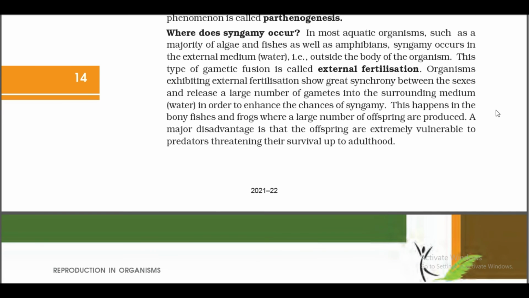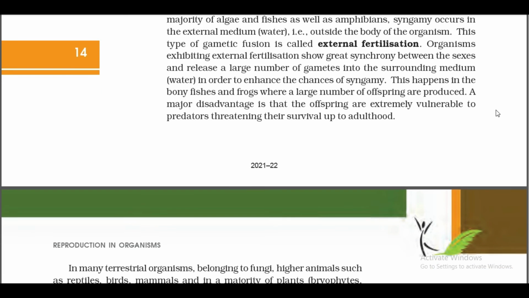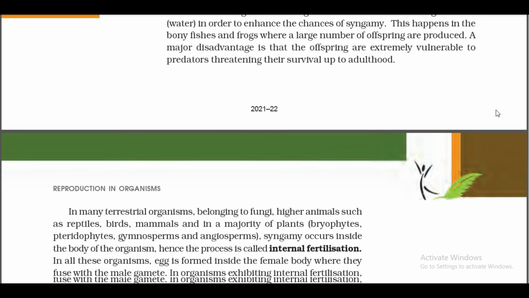This type of gametic fusion is called external fertilization. Organisms exhibiting external fertilization show great synchrony between the sexes and release a large number of gametes into the surrounding medium, water. In order to enhance the chances of syngamy, this happens in the bony fishes and frogs, where a large number of offsprings are produced.